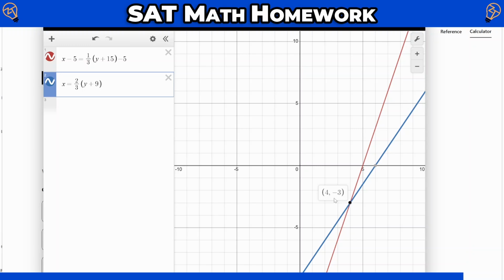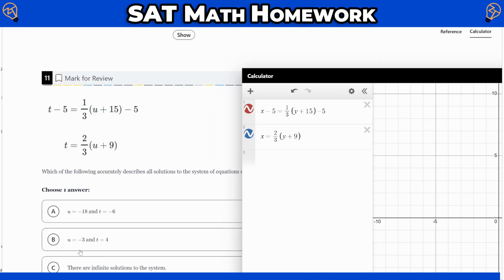So here we see this one ordered pair is 4, -3. Now remember, we used X and Y up here, but they're using T and U. So that means T is 4, U is -3, which makes the correct answer B.